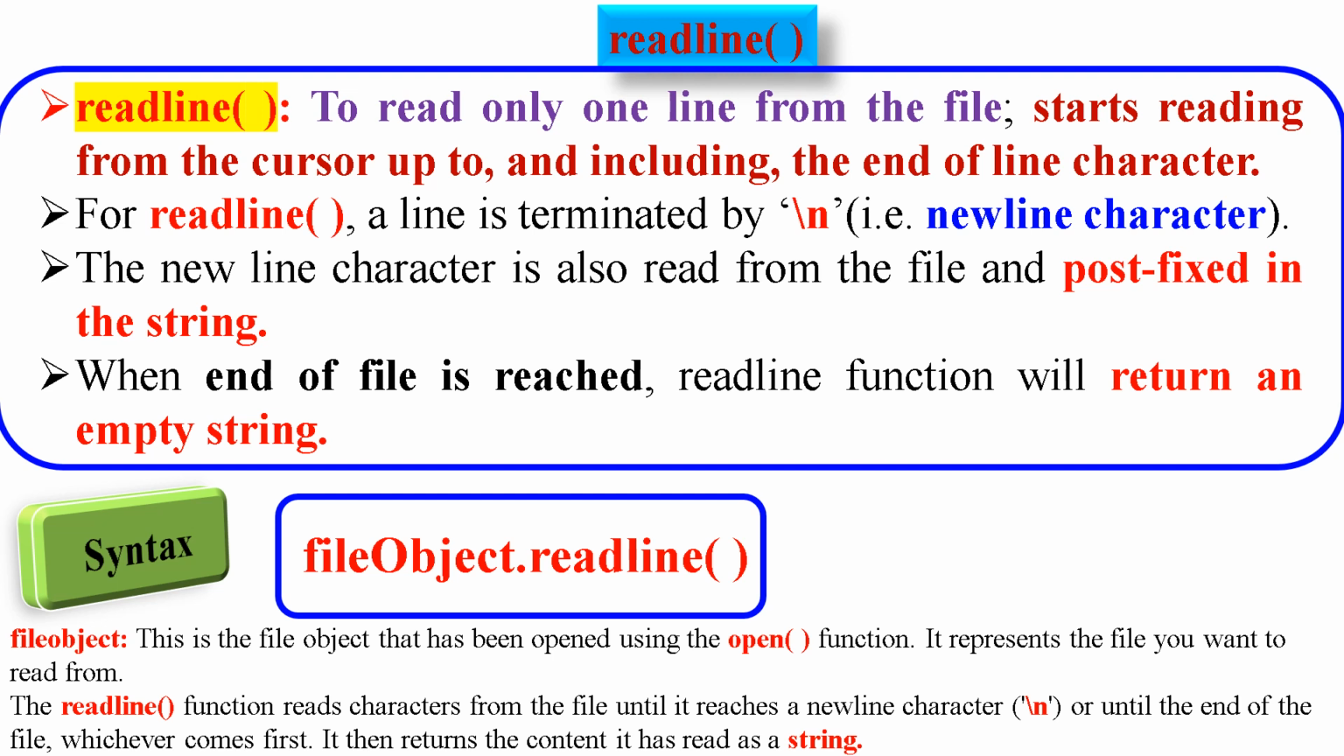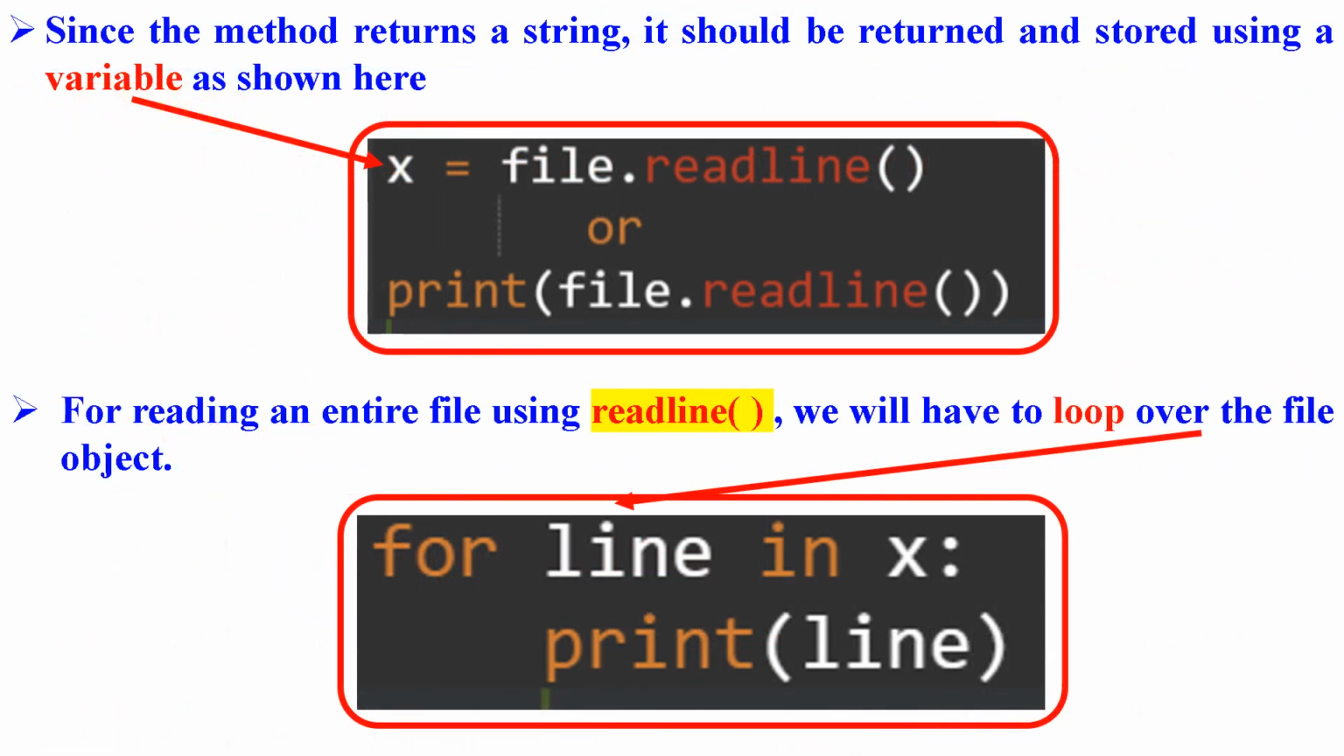Here, file object is the file object that has been opened using the open function. It represents the file you want to read from. The readline function reads characters from the file until it reaches a new line character, \n, or until the end of the file, whichever comes first. It then returns the content it has read as a string. Since the method returns a string, it should be stored using a variable as shown here in the first box. x equals file.readline() or print of file.readline().